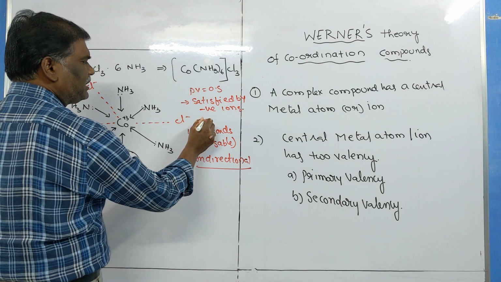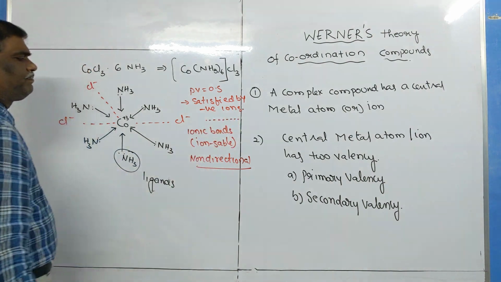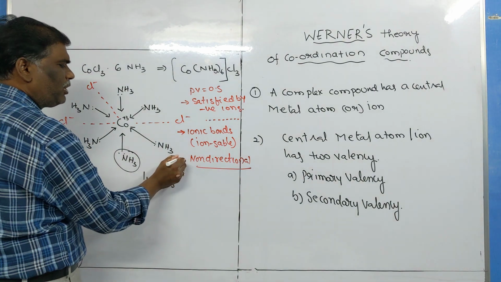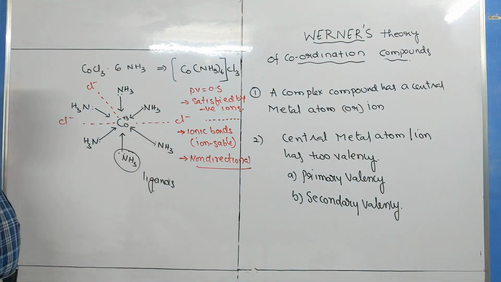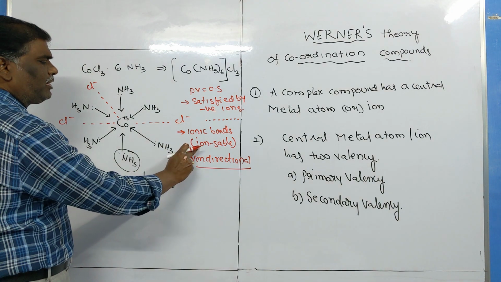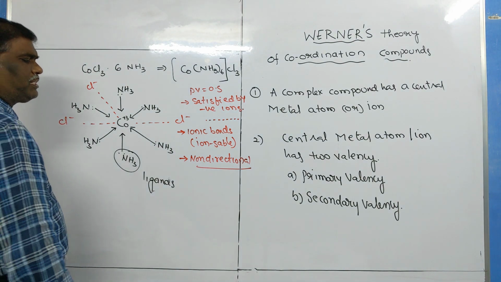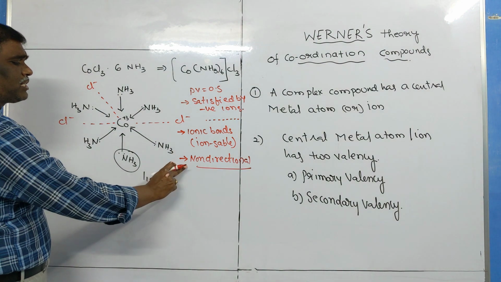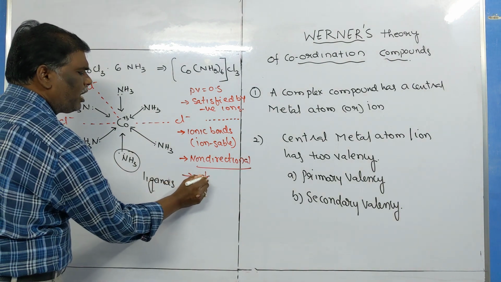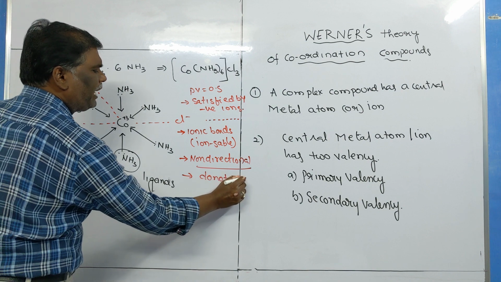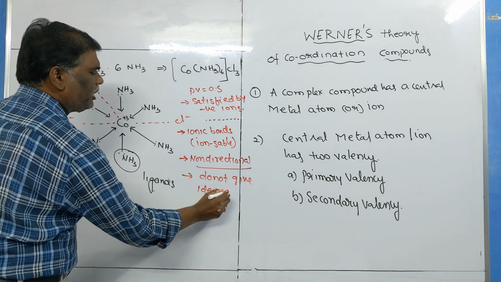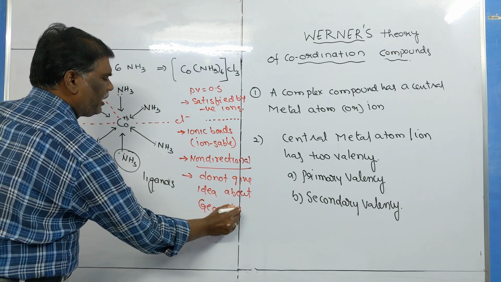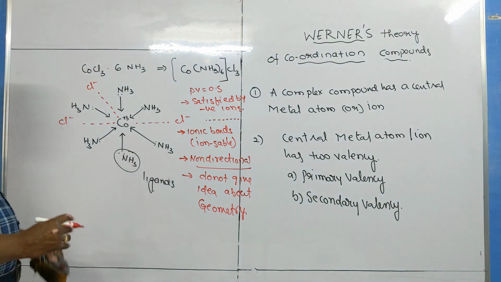Now primary valencies are represented by dotted lines. These represent ionic bonds. Ionic bonds are non-directional. These are ionizable. They give the idea about ionizable species. Ionic bonds are non-directional, so these bonds do not give an idea about the geometry of the species.